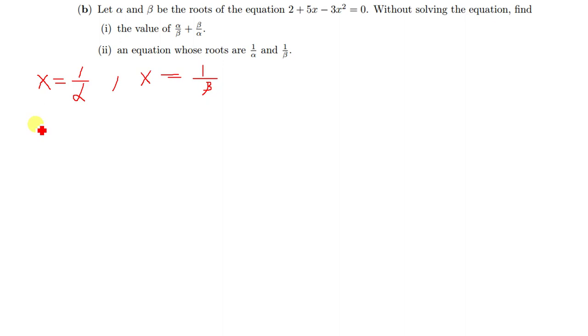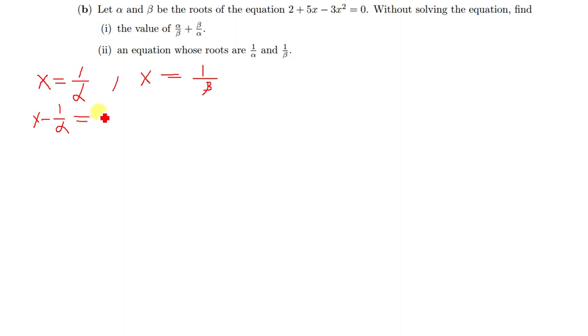So what you do now is you just take this to the other side of the equal sign. Same applies to this. You take it to the other side of the equal sign. This is what you have.